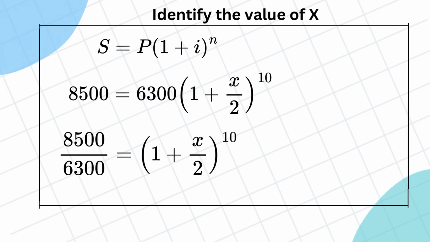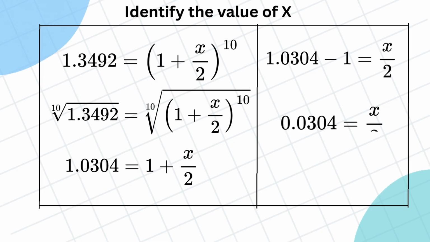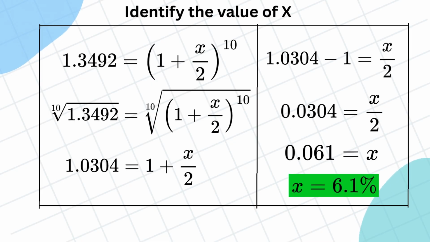So we substitute all the information into the formula. Next, we divide both sides by 6,300 to isolate the bracket. Then it becomes 8,500 divided by 6,300 equals, in bracket, 1 plus X over 2, to the power of 10. To isolate the term inside the bracket, we take the 10th root of both sides. The 10th root of 1.3492 gives us 1.0304. Next, we move the 1 to the left, which gives 0.0304 equals X over 2. Finally, multiply both sides by 2. So the value of X is 6.1%.